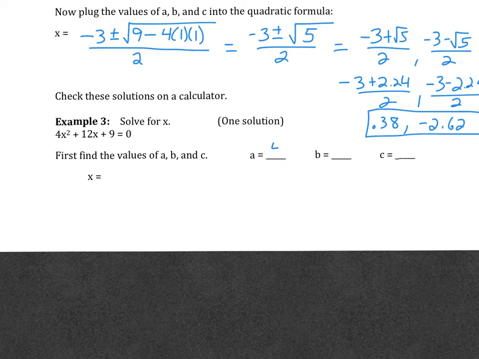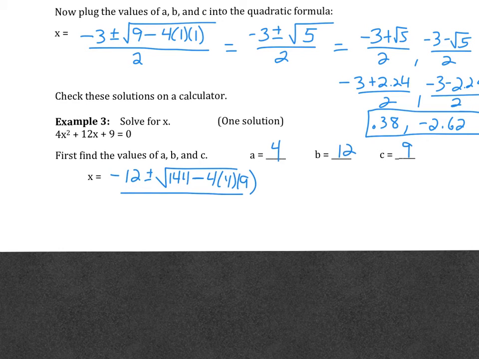A in this case is 4. B is 12, and C is 9. The opposite of B is negative 12, plus or minus the square root of 12 squared is 144, minus 4 times A times C, and 4 times 4 times 9 is also 144, so I can see that coming. 2 times A in the denominator is 2 times 4, which is 8. So we're going to have negative 12 plus or minus the square root of 0 over 8.